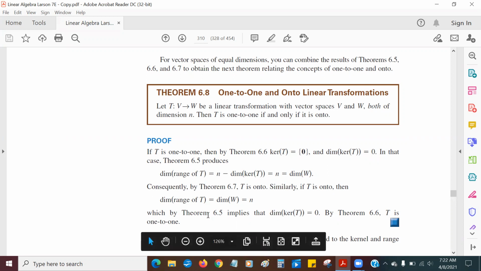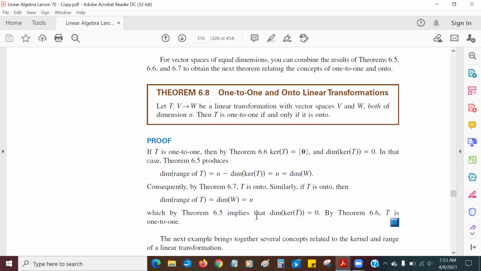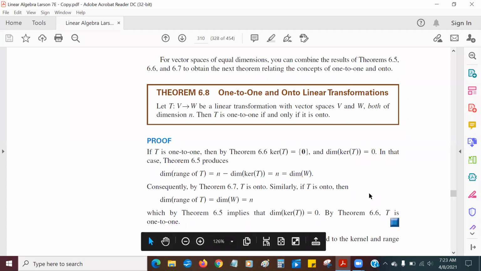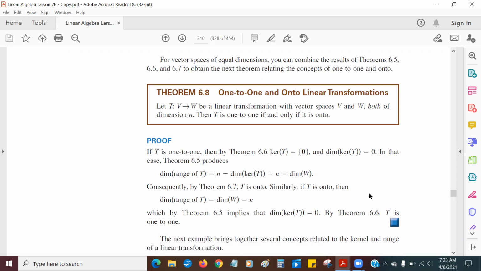Now, if we apply 6.5, that would imply that if this is equal to n and that's equal to n minus the dimension of the kernel, well, that means the dimension of the kernel has to be zero. So if the dimension of the kernel is zero, then 6.6 kicks in, and that means that T is 1 to 1. So basically, it's very cool. We proved 6.5 in a previous video, and then we did 6.6, 6.7, and we used all these to prove 6.8. So it's very, very cool and awesome.